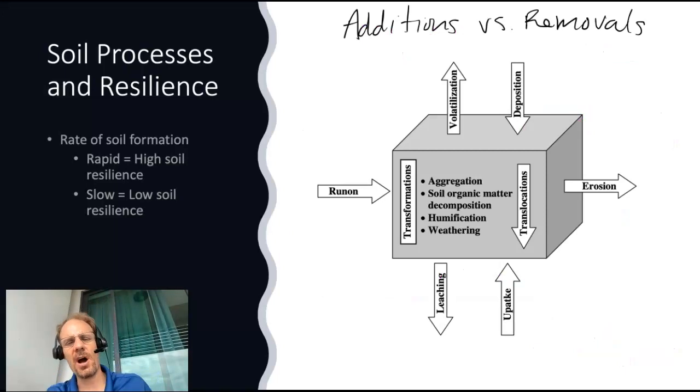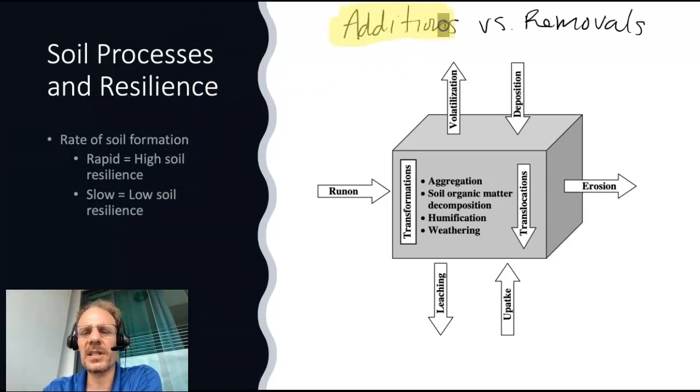Now, let's move in and talk about our soil-forming processes. And as far as soil-forming processes, there are 4 major soil-forming processes. Let me grab a highlighter, and we highlight those. So we have soil additions. We have removals, being removed. And we have transformations. And then translocations.